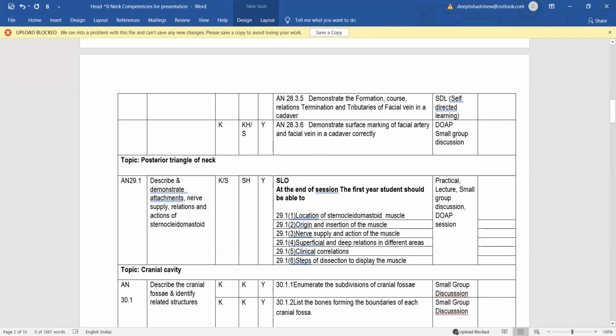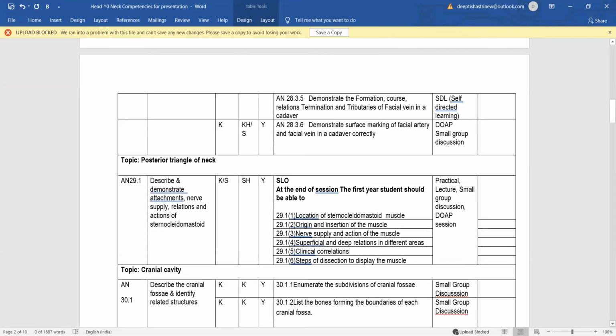Yeah, ma'am, there you get the practical teaching learning method. Then they should be able to mention the origin and insertion of the muscle, and describe the nerve supply. Action you can make separately, and it just demonstrates the sternocleidomastoid, right? So identify the sternocleidomastoid also. You could add one, okay?